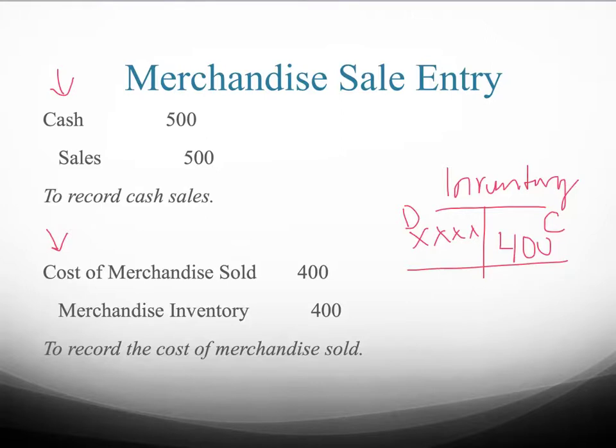This continues with each sale we make, so that the inventory account is brought down as we make sales, and the cost of merchandise sold account goes up. Why? Cost of merchandise sold is an expense account. It is the expense account that goes with what we pay for our merchandise.